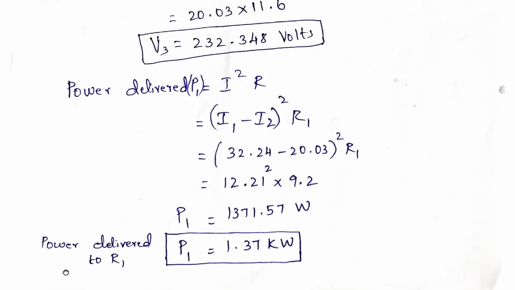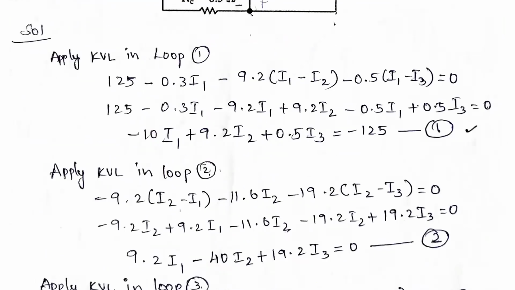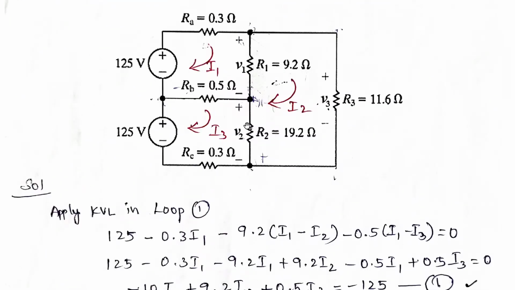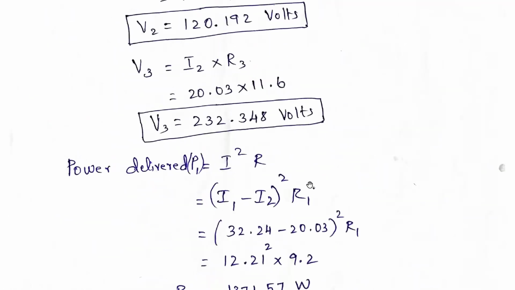That is the power delivered to R1. Similarly, for R2 and R3, we need to calculate. Now, what is the power delivered to R2? It is I3 minus I2, the whole square, into R2, that is 19.2. That's all. So we can get the answer simply.